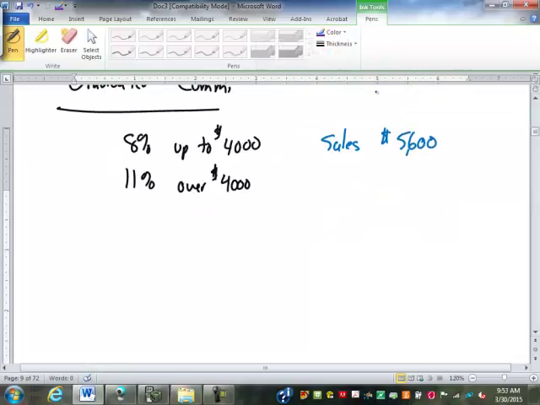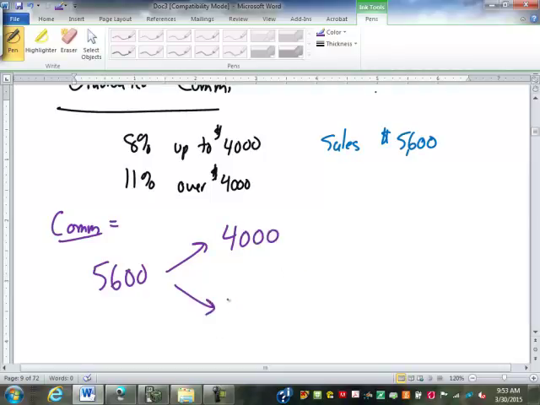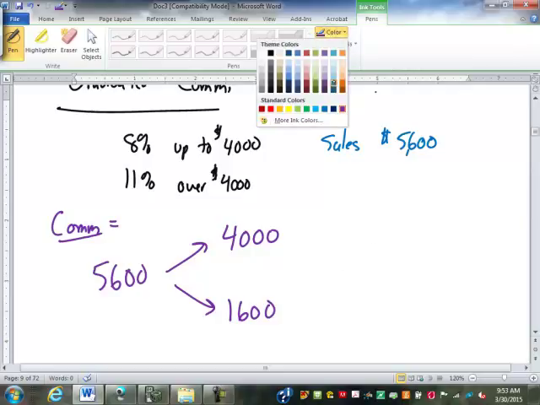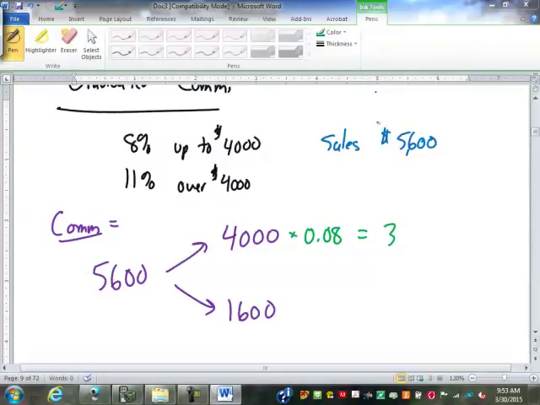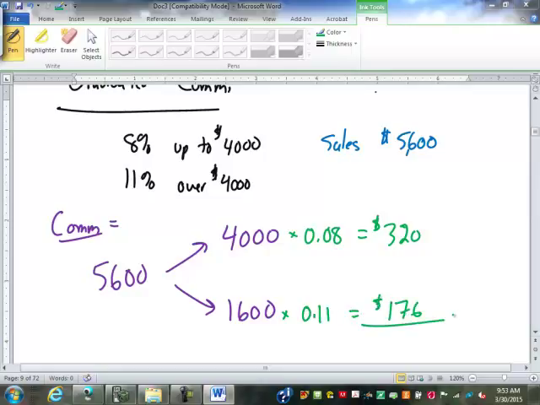To figure out your commission, you've got to split that up. $5,600 is going to get split into the first 4,000. And then how much is left after that? 1,600. That first 4,000 is going to be times what? 0.08, which is going to give you $320. The 1,600 is going to be times 0.11, which is going to give you $176, which comes out to be $496. So there's all sorts of ways that the commission can be done.